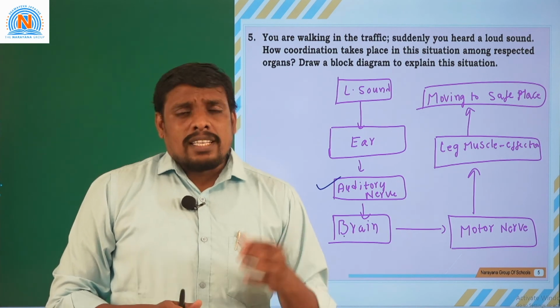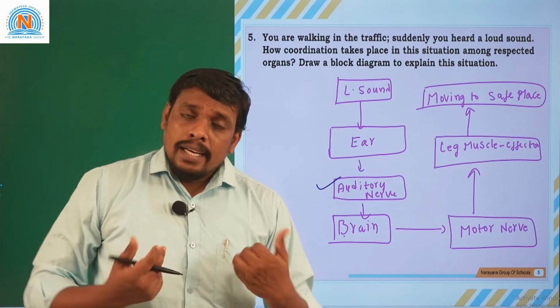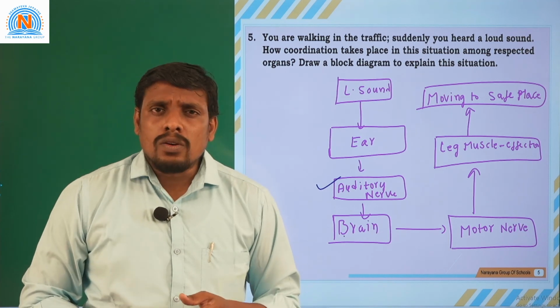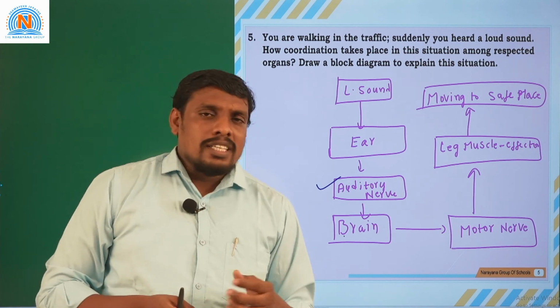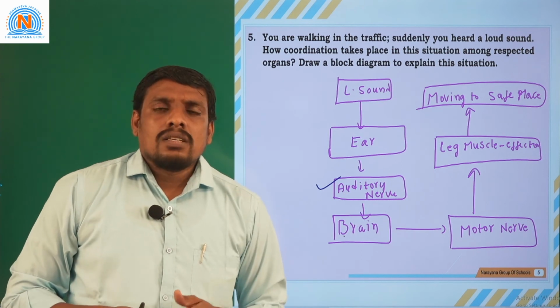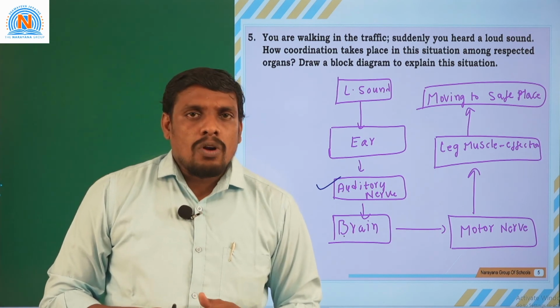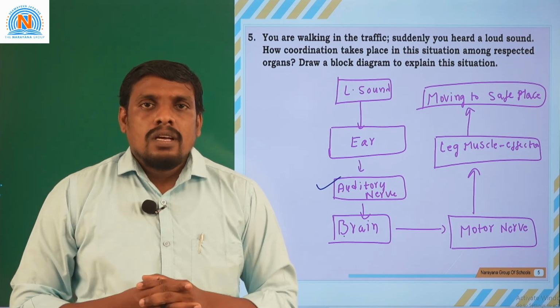External organs play an important role in responding to stimuli. Internal organs are also playing a key role in responding to stimuli. External organs and internal organs both work together under the control of the master organ of our body, called the brain. Clear, students?